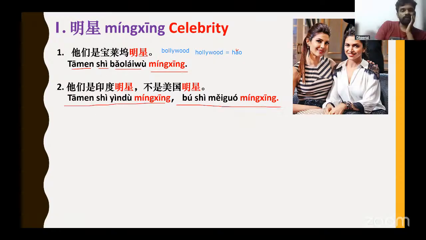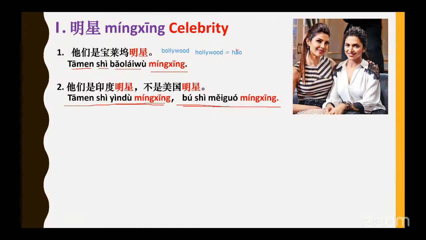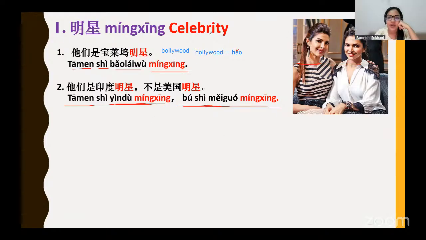他们是印度明星, 不是美国明星. Say it more fluently. 不是美国明星. 不是美国明星, one much better. What does it mean? 他们是印度明星，不是美国明星. They are Indian celebrities, not American celebrities. Prakhar, Dheeraj, did you also get it? Yeah.